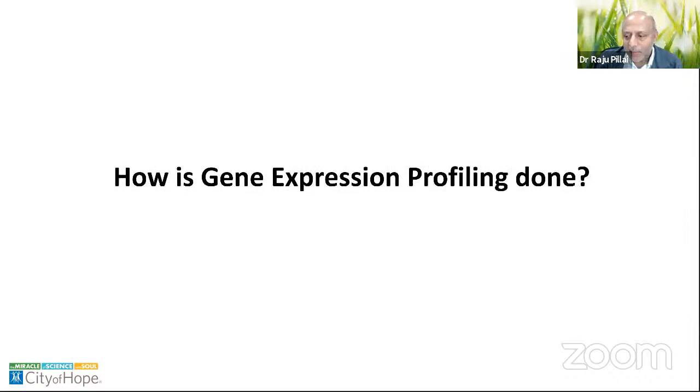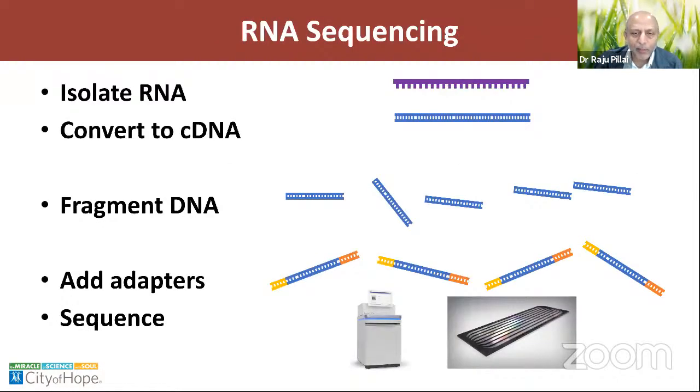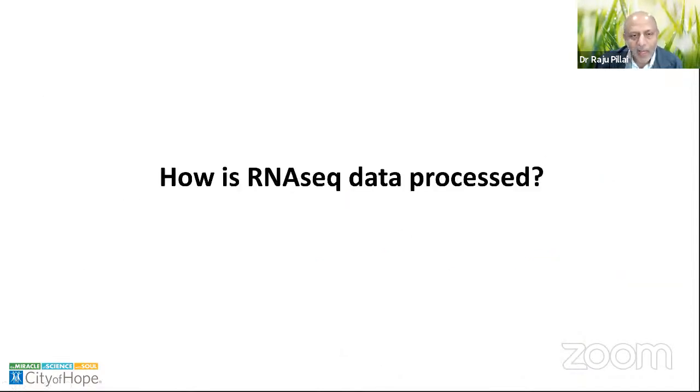The last part we'll talk about, which is not yet in common use, is gene expression profiling. Essentially the technology is very similar. Instead of starting with DNA, now you're starting with RNA. You convert that into complementary DNA. Then it's the same process as before: you cut into pieces, add adapters, and put them on a sequencer. What happens to the data?